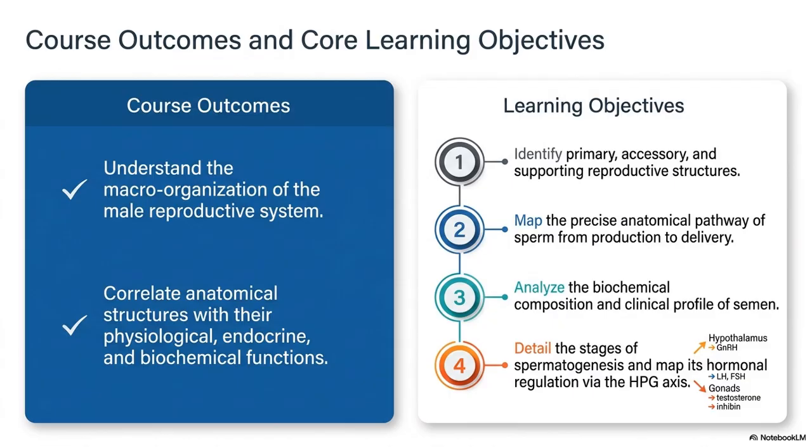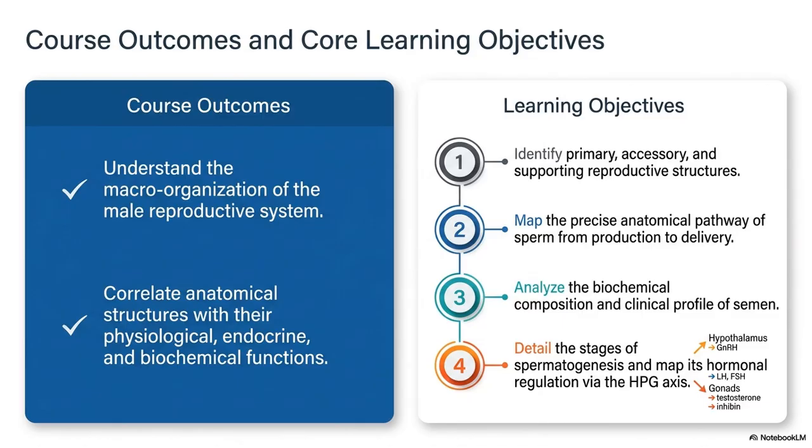So for the male reproductive system, the course outcomes are to understand the different organs as well as glands involved in the working of the male reproductive system, as well as to correlate the anatomical structures with their physiological, endocrine and biochemical functions. So the learning objectives would be, we have 4 learning objectives in the current topic.